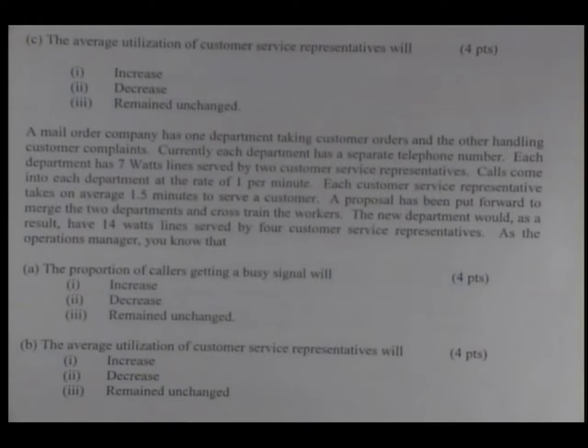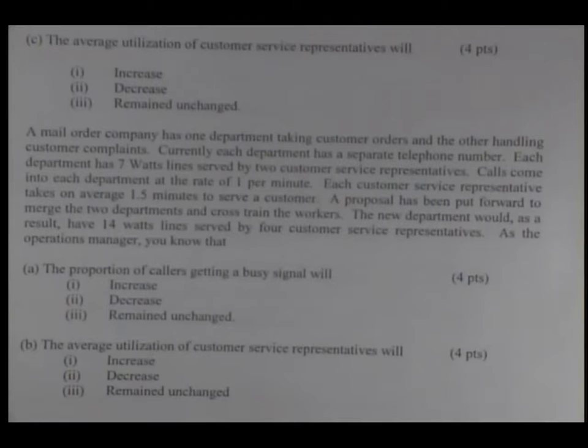So if we average out that variability, is the proportion of callers getting a busy signal going to increase, decrease, or remain unchanged? Decrease. It's going to decrease, right? Because before, when one department was busy, they'd get bumped out. Now that we have 14 lines available, they'll mix and match better across those 14 lines as opposed to 7. Okay, so again, we're averaging out that variability.